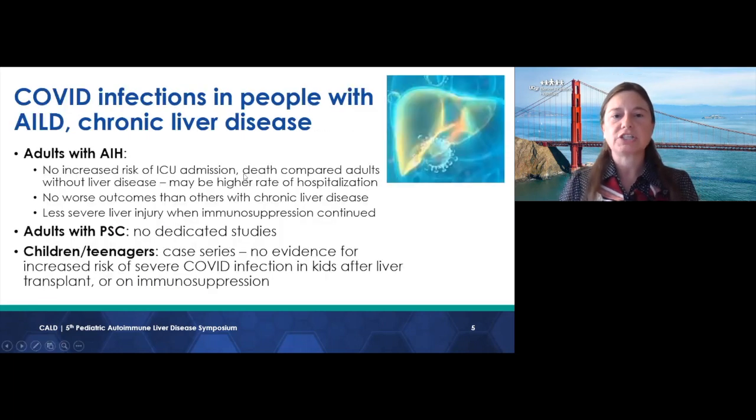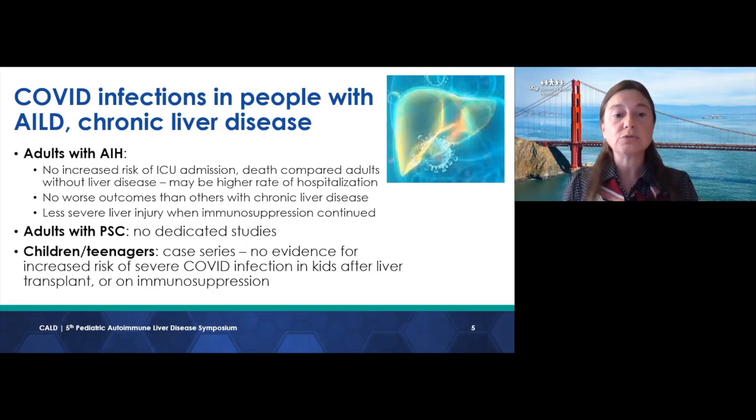First, what do we know about COVID infections in people with autoimmune liver disease or chronic liver disease? Now, you know very well that autoimmune liver disease in young people is relatively rare. And so there's not a lot of data, but I think we can extrapolate reasonably from both adult data from autoimmune liver disease in particular, and then some data on children with liver disease more generally. In adults with autoimmune hepatitis, there's reasonable evidence that there's no increased risk of ICU admission, no increased risk of death compared to adults without liver disease. There may be a higher rate of hospitalization that's been shown in at least one study, but it's hard to tell if this is related to more severe infections or if this is related to a lower threshold for hospitalizing these patients because there's a concern that they may get sicker.